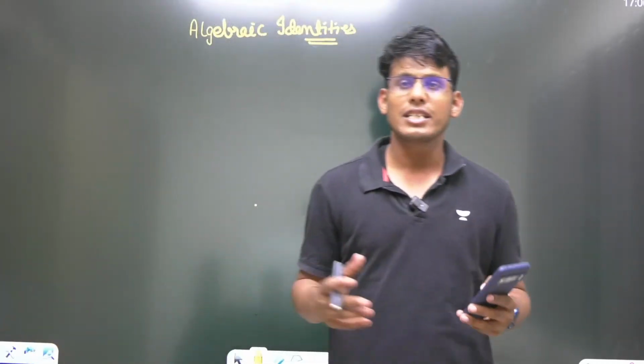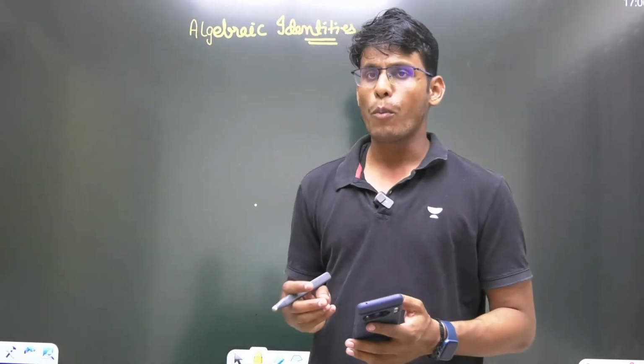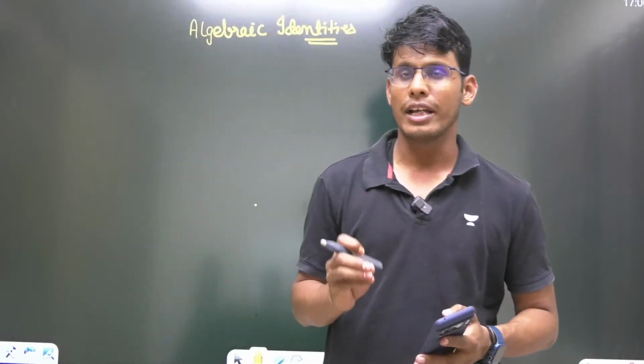So my name is Prashant Jain and this is the third lecture of the IOQM English course. Like I promised, we will be doing algebraic identities in this lecture.